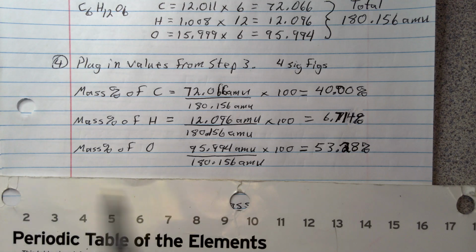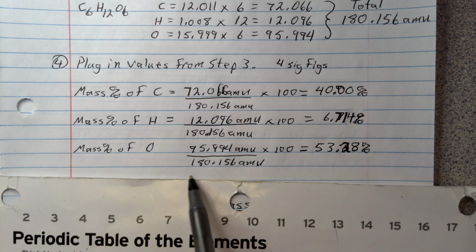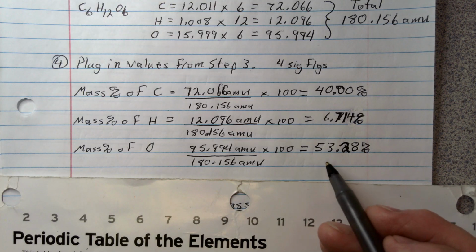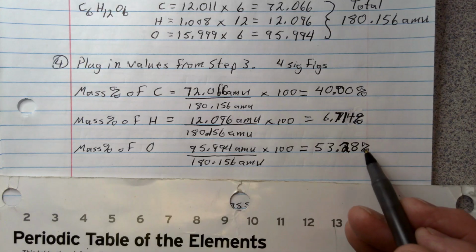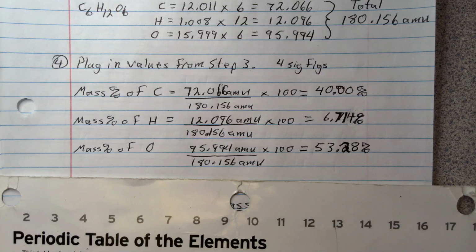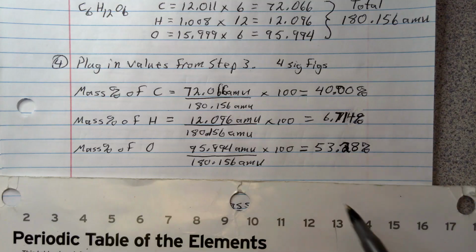So we then go to oxygen, and we have the 95.994 divided by the same number on the bottom of 180.156, giving us a total of 53.28%. Each one of these are 4 sig figs, which allows us to figure out our percentages.